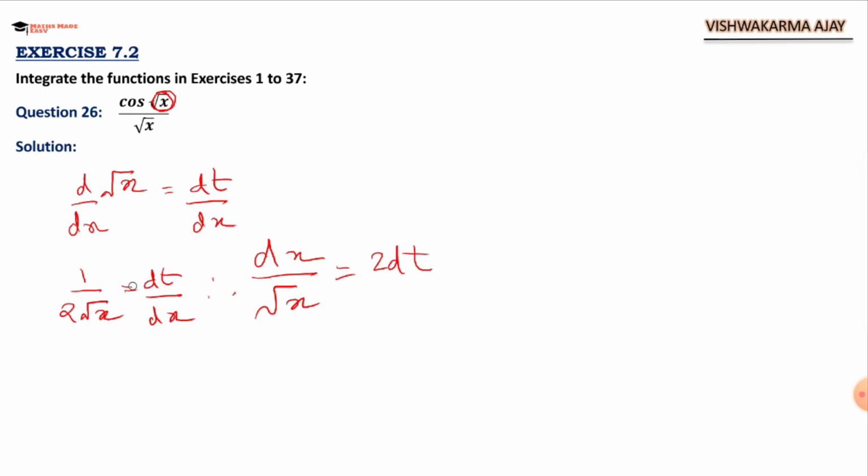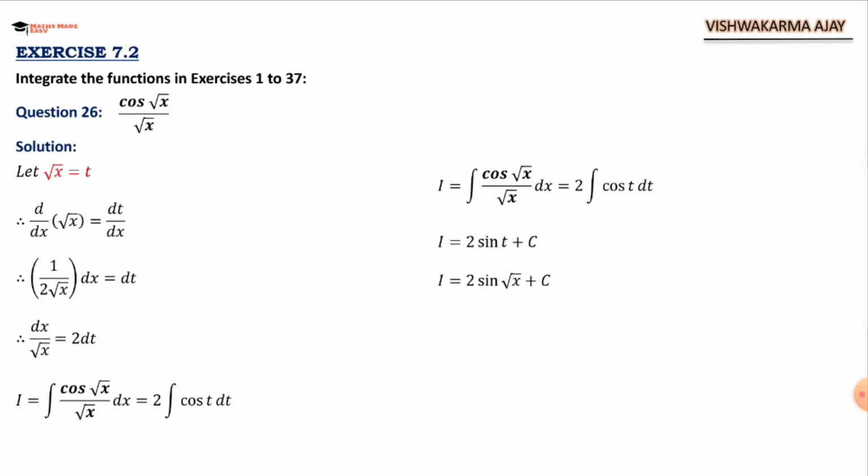This 2 I will shift to the other side. So in our question, dx upon root x I can write as 2 dt, and cos of root x is cos of t. We come till here. Now the integration of cos t is sin t, and don't forget to resubstitute the value of t, that is root of x. So the final integral is I is equal to 2 sine of root x plus c.